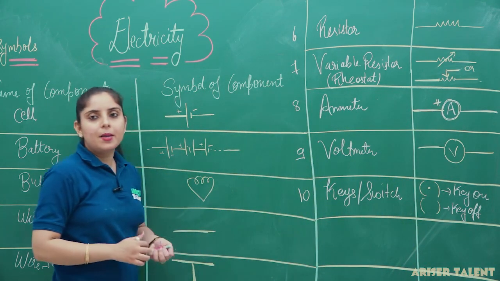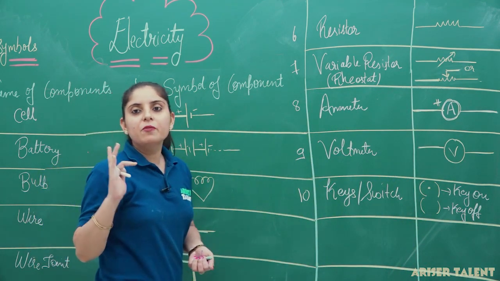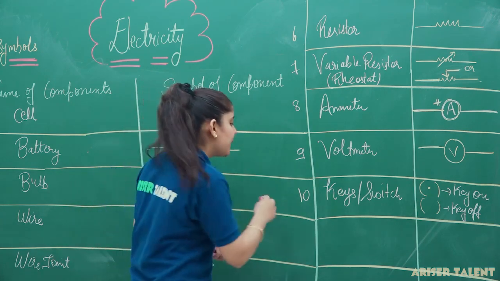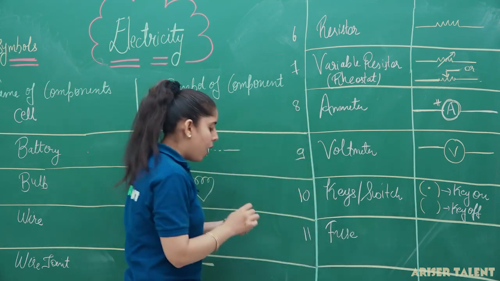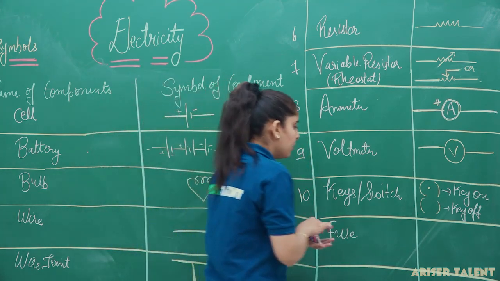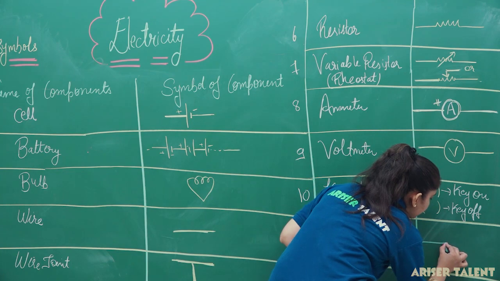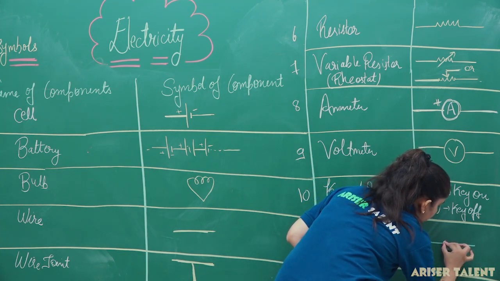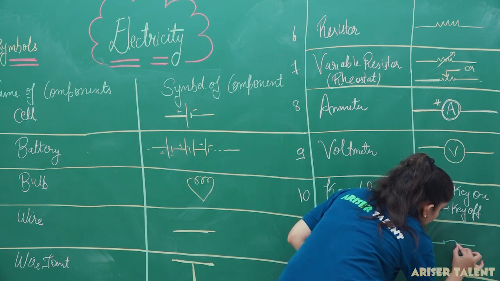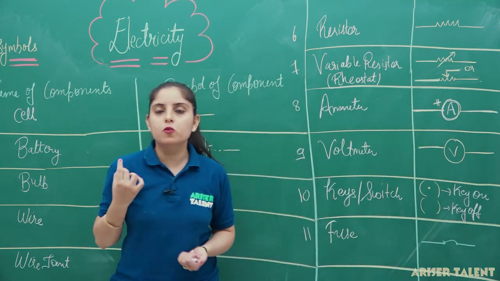The next symbol we have is the fuse. We also use a fuse in a circuit, so what is the symbol for the fuse? So the 11th component we have is the fuse. How can I draw the fuse? The fuse can be drawn like this. This is the symbol for the fuse we have.